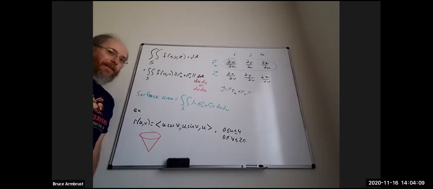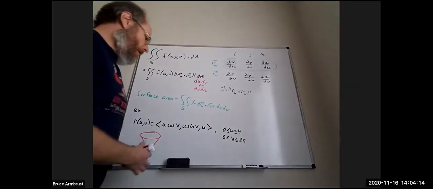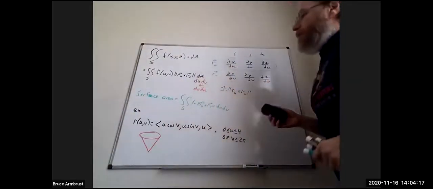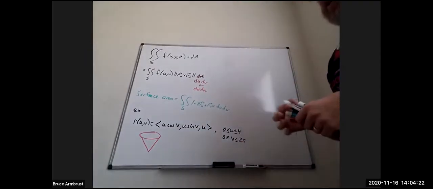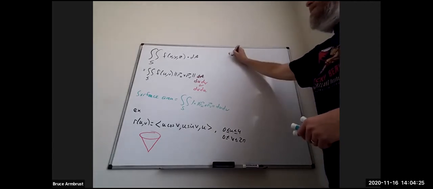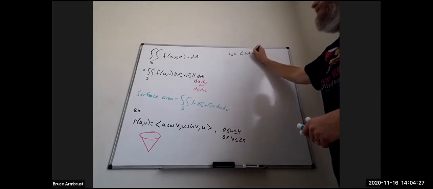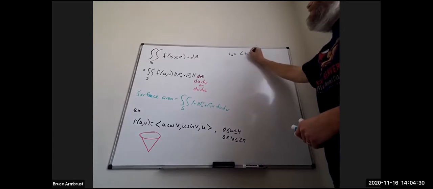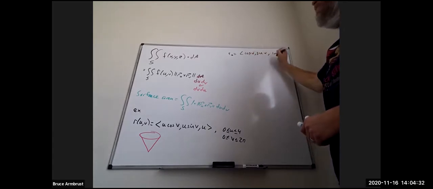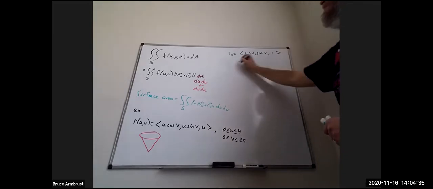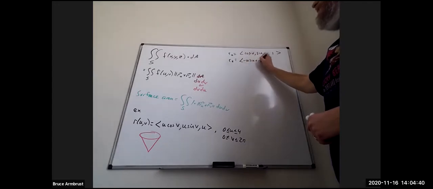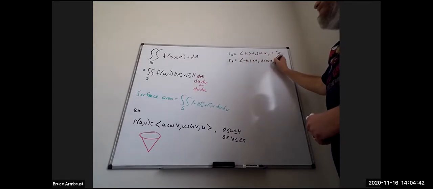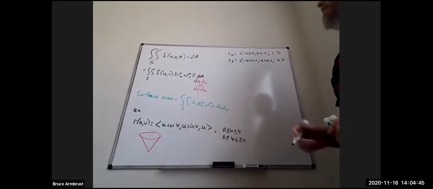All right, so let's see if we can get this guy. We need to do RU and RV, and we need to cross them. So for this example, RU is going to be cosine V, sine V, 1. RV is going to be minus U sine V, U cosine V, 0.